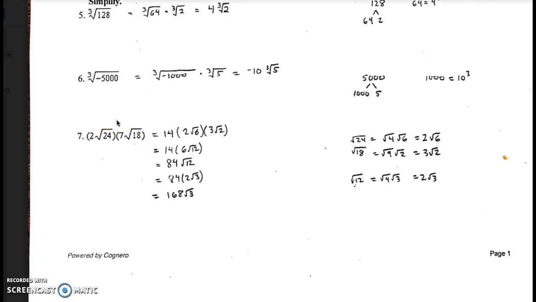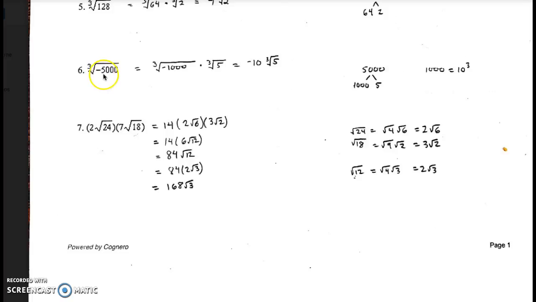For question 6, it's the same process. We want to find a perfect cube that's a factor of negative 5,000. Over on the side, I noticed that 5,000 is 1,000 times 5, and 1,000 is a perfect cube. It's 10 cubed. So I broke this down into the cube root of negative 1,000 times the cube root of just 5, not negative 5. The cube root of negative 1,000 is negative 10, because you could have negative 10 times negative 10 times negative 10 and get negative 1,000. And then the cube root of 5 is just left over. So our answer is negative 10 times the cube root of 5.